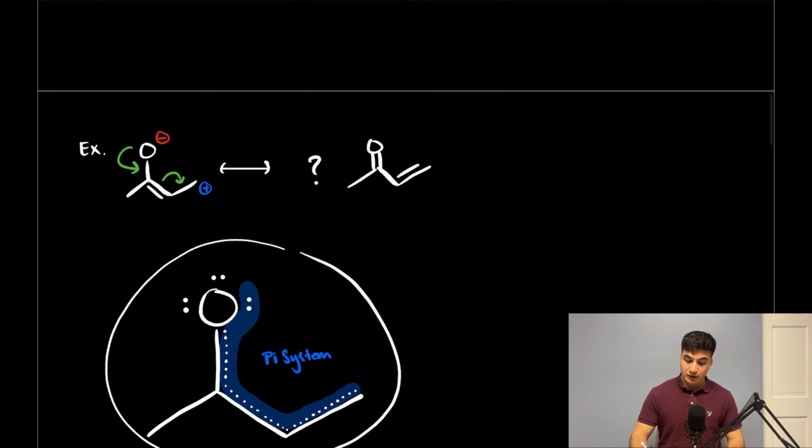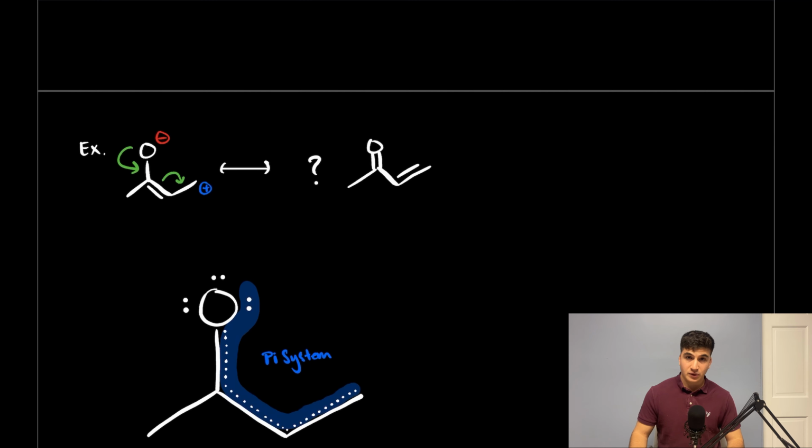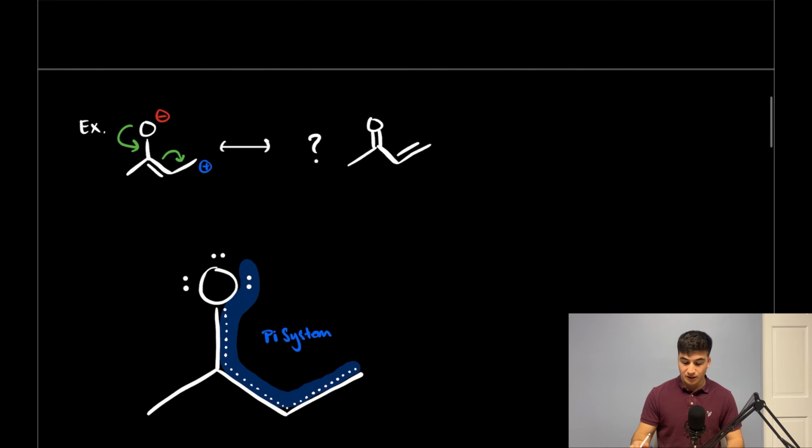Now I drew this figure here to explain what's called a pi system, and this is pretty much what makes resonance structures possible. So basically everything highlighted here in blue is the pi system of this example. And as you can see, the electrons can move freely across this whole system. And so a good way to identify a pi system is look for double bonds in consecutive order. So for example, something like this, right?